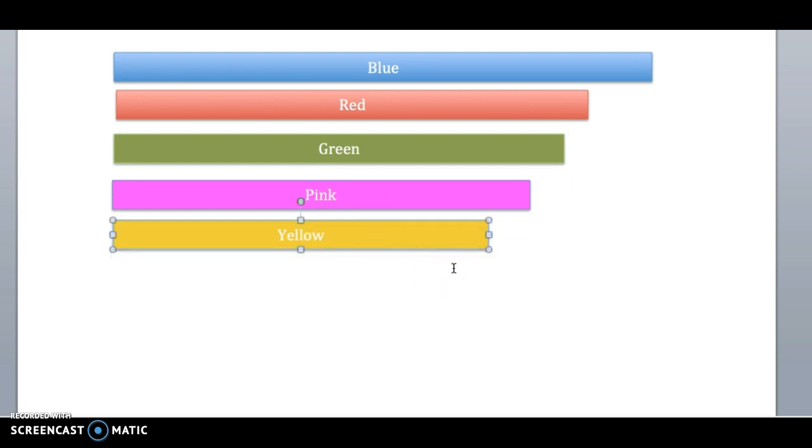Okay, so these ribbons have now been ordered into longest to shortest. The longest ribbon is blue and the shortest ribbon is yellow, as we've just figured out. The ribbon that is longer than the pink ribbon, but shorter than the red ribbon, is green.